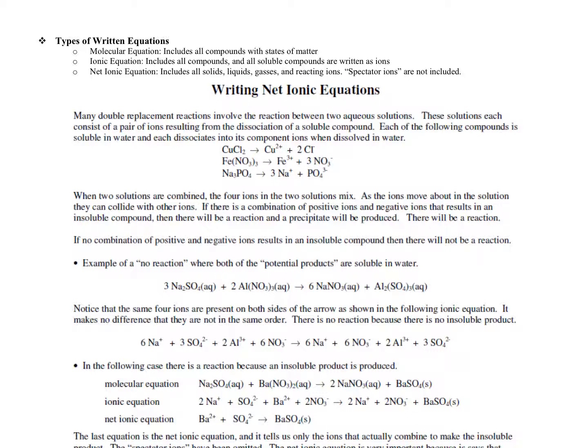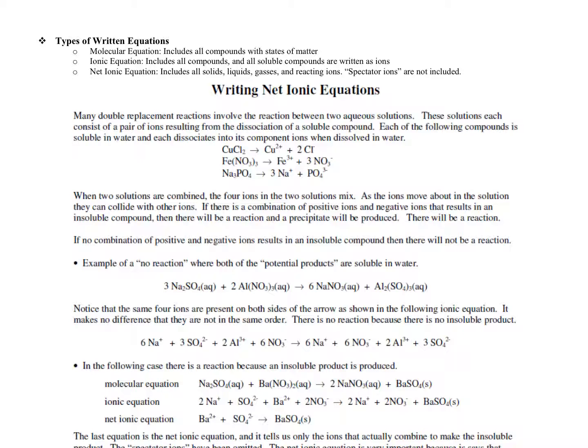So, types of written equations: the molecular equation, an ionic equation, and a net ionic equation. The molecular equation is what you're used to. Every single compound that was present when the reaction occurred is written out, and it's completely balanced. That is a molecular equation. It's big. It's difficult to work with. Full equation.